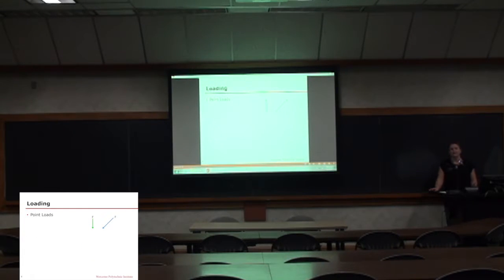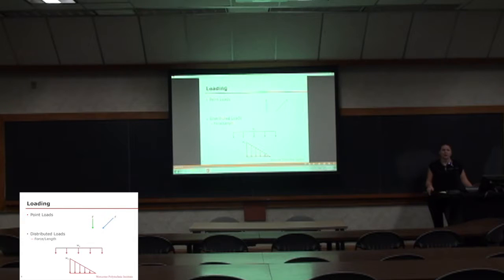So loadings, there's several different types as well. You have your point loads, which are a force acting directly on a point on the rigid body. And we also have distributed loads with the units of force per length. So distributed loads are several different types. There's rectangular and there's also triangular.